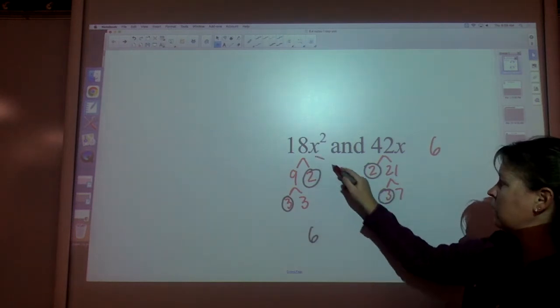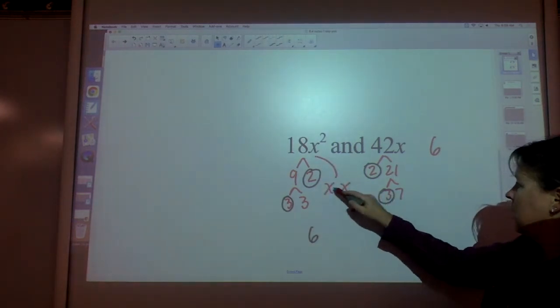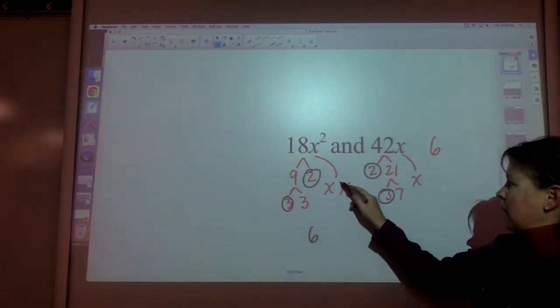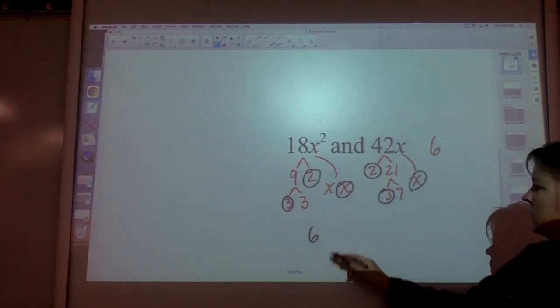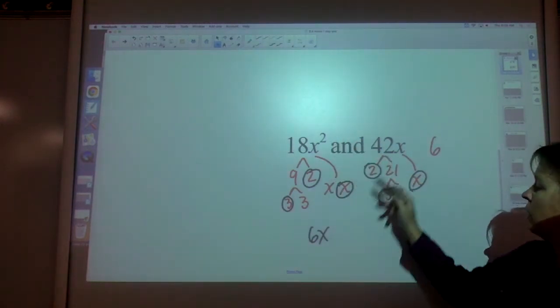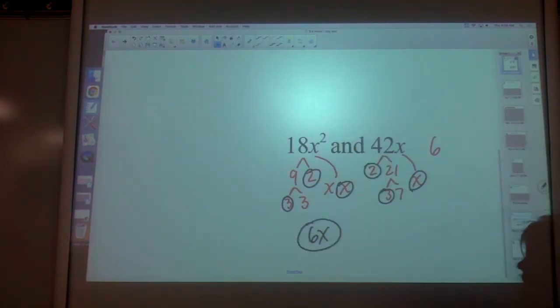But you also would make a tree of x's. It's got 2 x's, and this one has 1 x. How many do they have in common? Just a single x. So the greatest common factor of 18x squared and 42x is 6x, because you've got to find anything that's common for their factors.